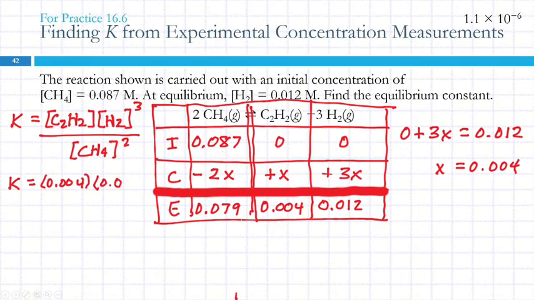This is 0.012 cubed, 0.079 squared. Do I want to see you rearrange and write out algebra and stuff? No, I don't want to see it. If you want to write it, that's fine. But from here, you can go to the answer, okay? So 0.004 times 0.012 to the third power divided by 0.079 squared.